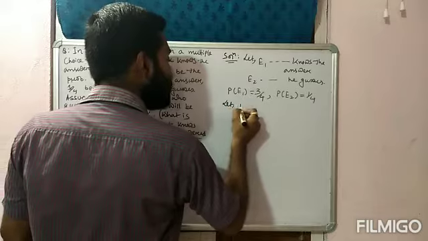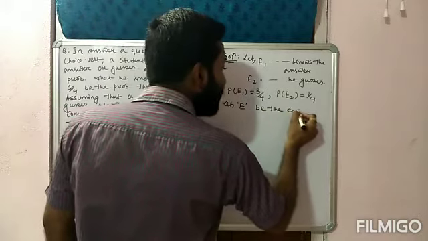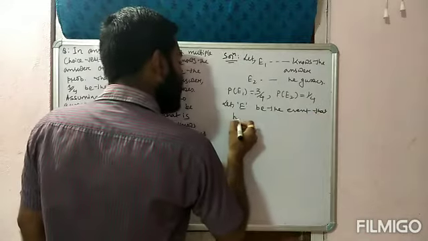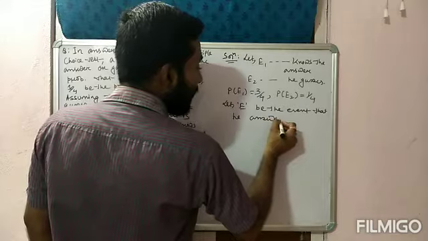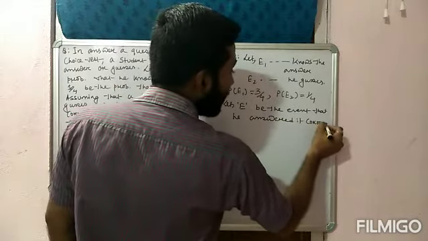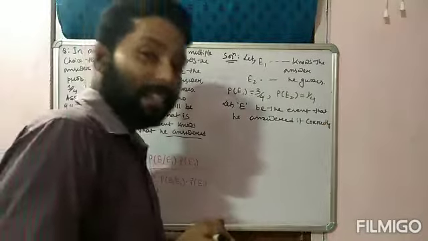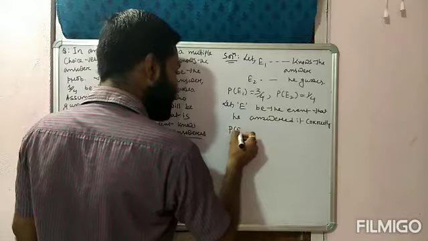Let E be the event that he, that means the student, answered it correctly. Okay, let E be the event that he answered it correctly. Now, since we know the special event, let us find one by one.